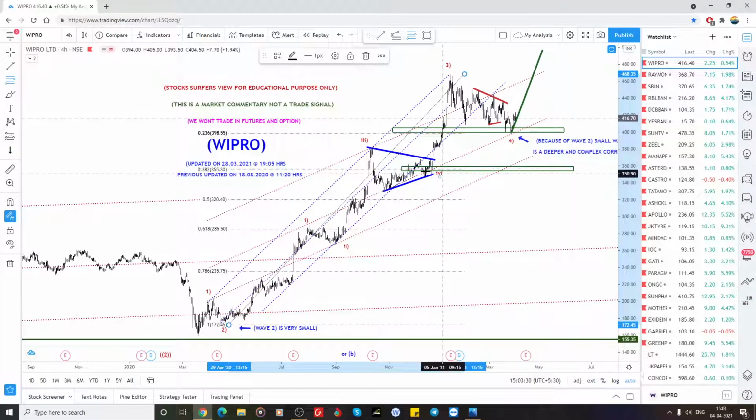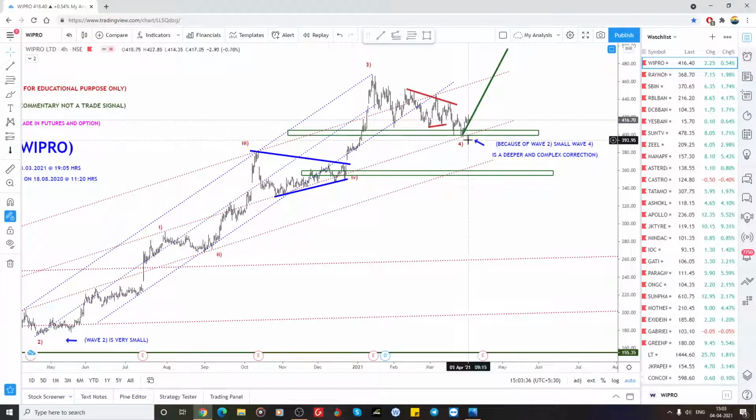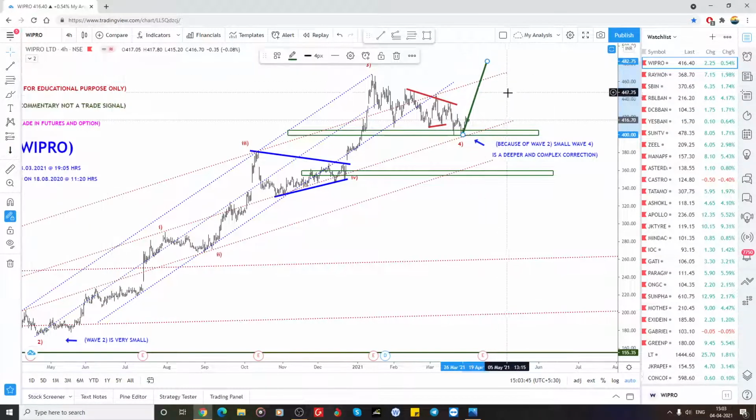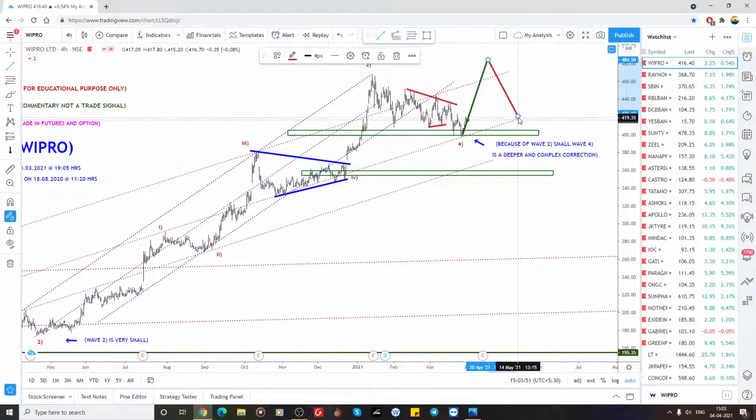That is why I have mentioned this green box also. So we have to look for how it makes here. From here it is getting ready, or it could make a complex correction, that can be also. So if it bounced from here and then again it fell like this, that is also considered for that bigger running flat, and then again it can shoot for this fifth wave. So anything is possible. So if it goes above this and then again it is consolidating, that could be a triangle also.